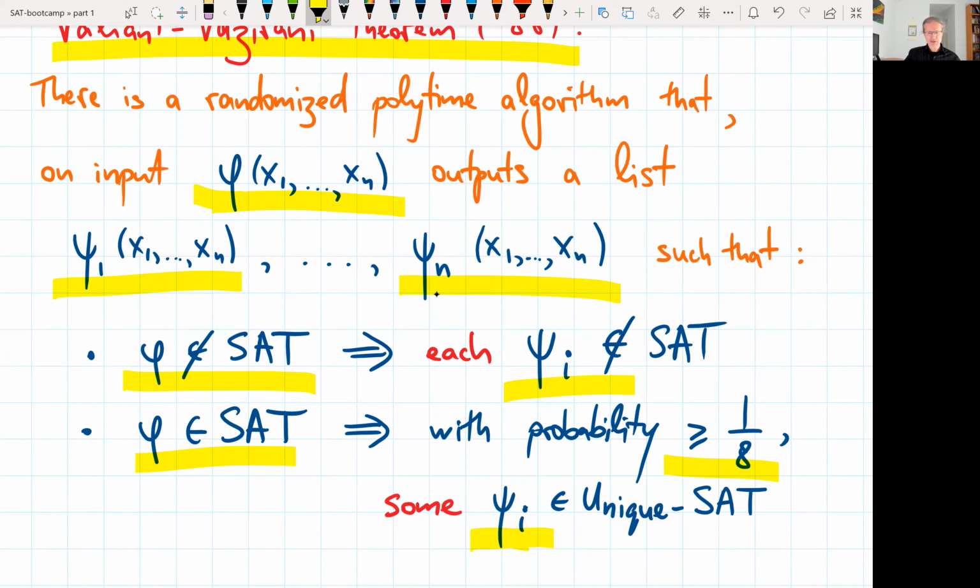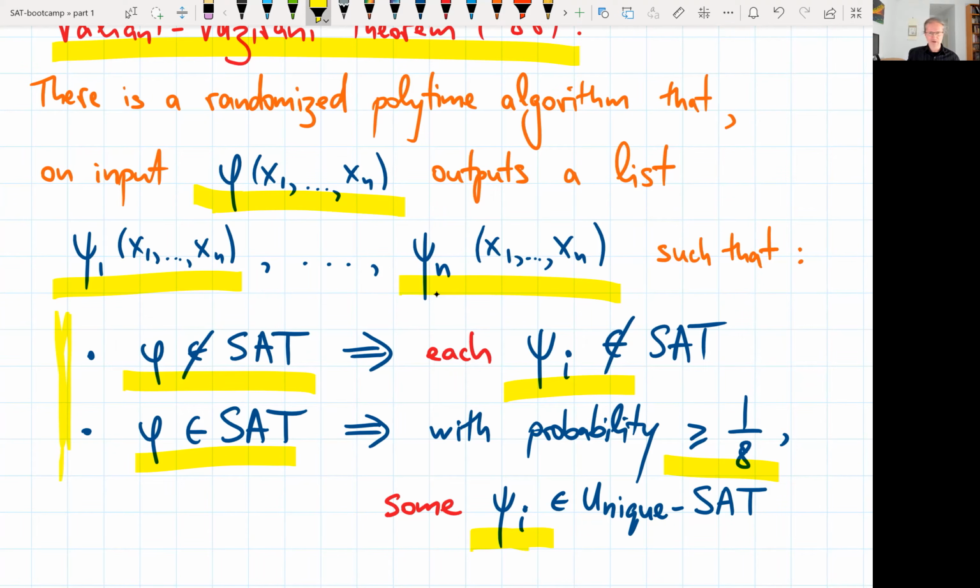I will compute the list of formulas using randomness. And then I will run my unique SAT algorithm on each one of the formulas in the list. If on at least one of them it answers yes, then I will accept: formula phi is satisfiable. And if my unique SAT algorithm answers no on all of the formulas, then I will say no, my original formula phi is not satisfiable. And you should see the correctness of this algorithm that I describe. It's immediate from the definition of the reduction in Valiant and Vazirani's procedure.